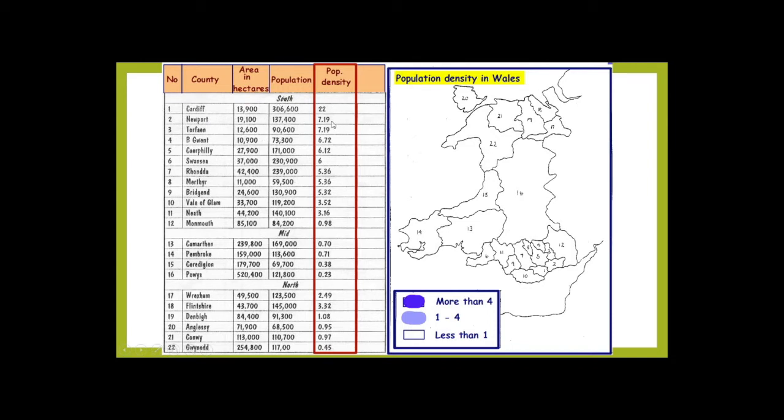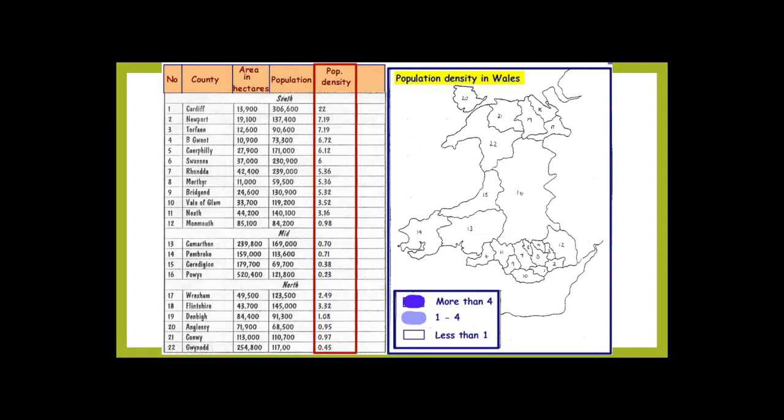What they've done in this column for you is they've taken the number of people and divided it by the area to give you the population density. So in Cardiff, on average, per square kilometre, there are 22 people. In Monmouthshire, on average, per square kilometre, there's 0.98 people per square kilometre.